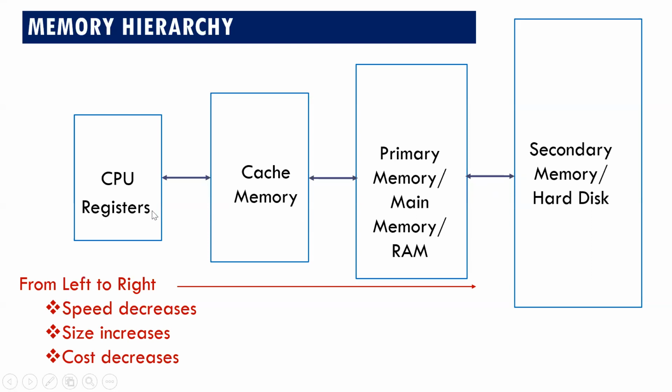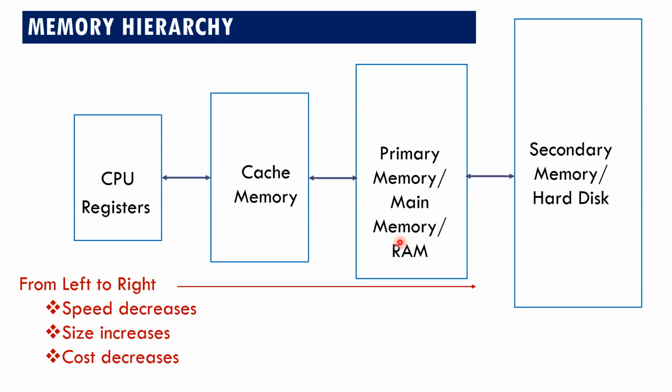So as we move from left to right, that means from the CPU registers to the cache memory and then to the primary memory and to the hard disk, the speed of the devices decreases. That means it is very easy to access the CPU registers. It takes a minimum amount of time to access the data from the CPU registers. On the other hand, if you look at the cache memory, the access time is slightly more.